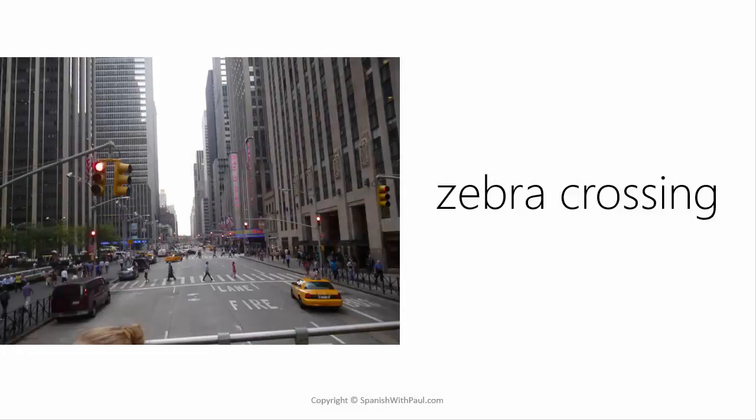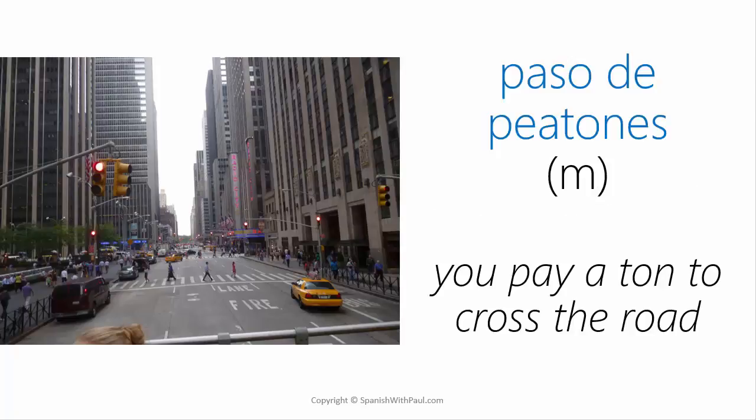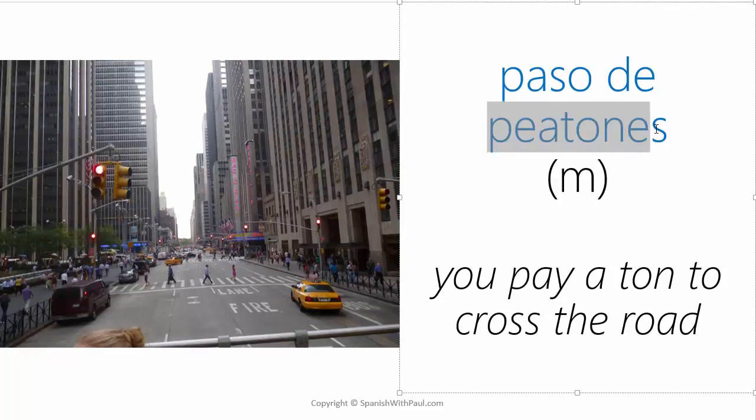Smack in the middle of the picture, we can see people crossing a zebra crossing or pedestrian crossing. So the word for that in Spanish is paso de peatones. So we're going to need something definitely to help us recall this. So what I was thinking is that you pay a ton to cross the road. You're visualizing that it costs a lot of money. You pay a ton of money to cross the road. So I'm really focusing on this word here. If we look at it, it's peatones. So as a link back to that, I'm thinking pay a ton. So you pay a ton to cross the road, peatones.